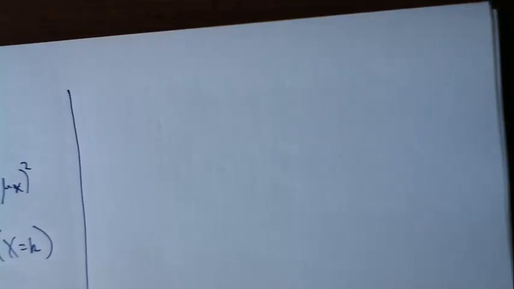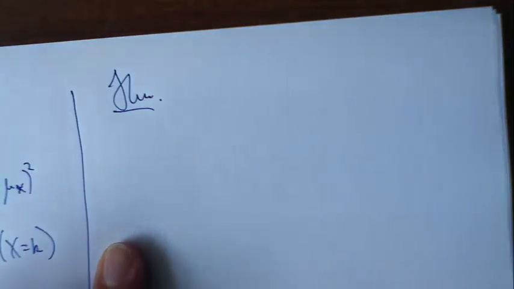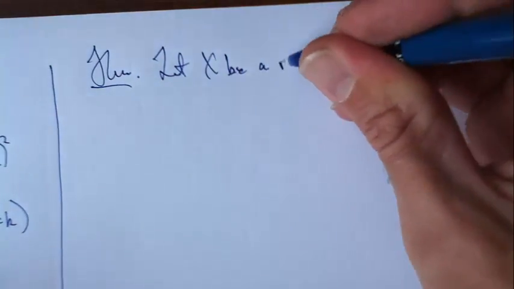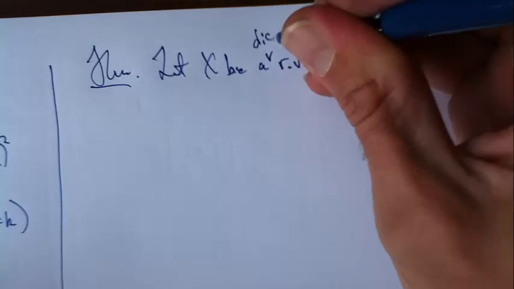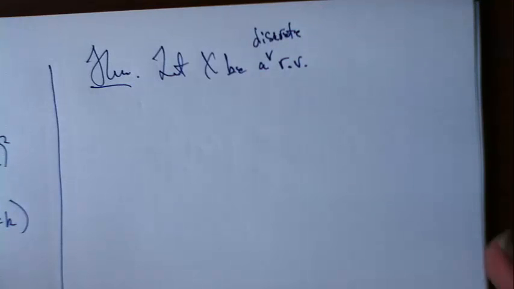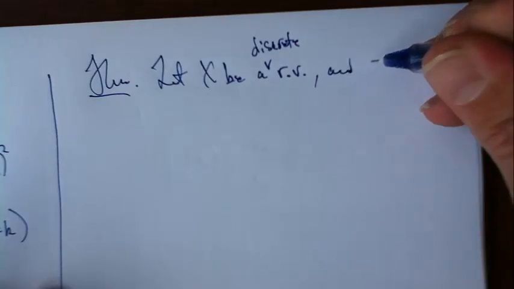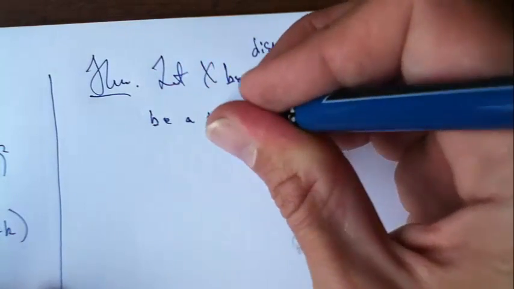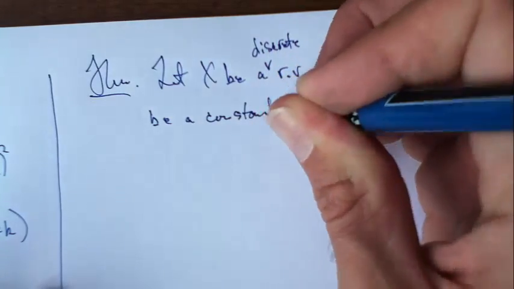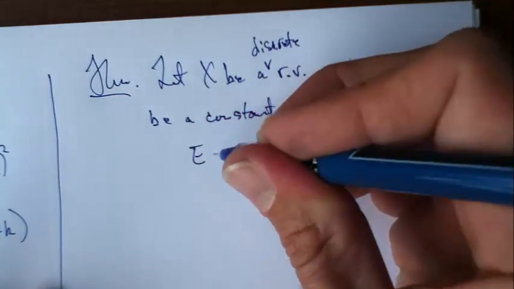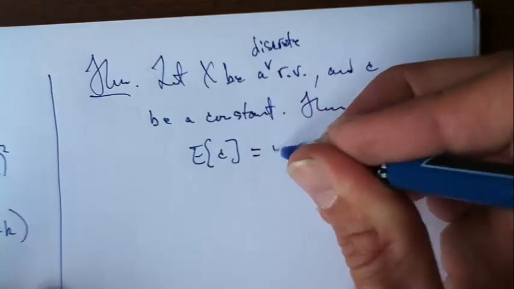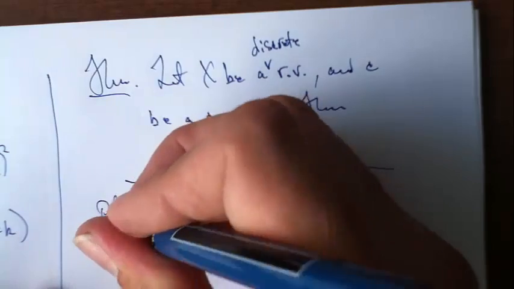It's a teeny tiny little theorem, I guess. Your book calls it a theorem. It's kind of silly, but let x be a random variable, discrete. Of course, we're only talking about the discrete case right now. Let x be a discrete random variable, and c be a constant. Then the expected value of c is just c. That should seem sort of trivial, right? The expected value of a constant is a constant.